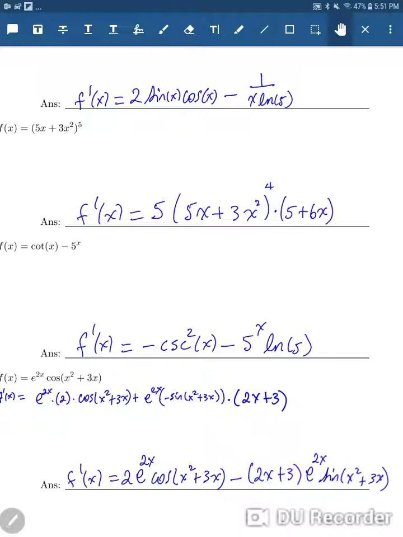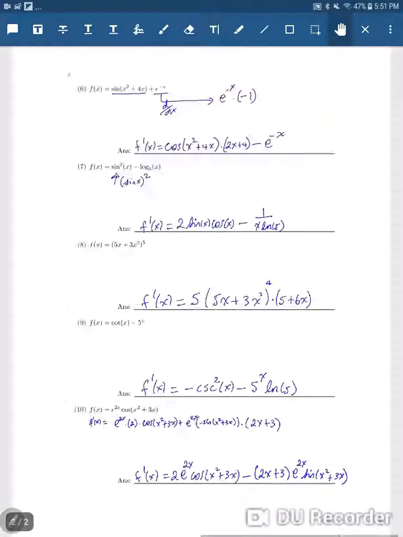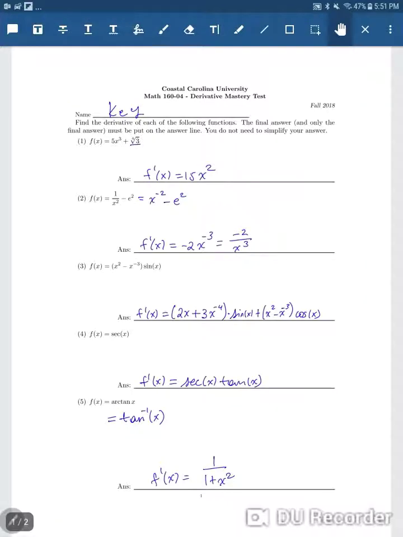All right, and that's my solution to the derivative mastery test. This is the second page, that's the first page, and this is it.